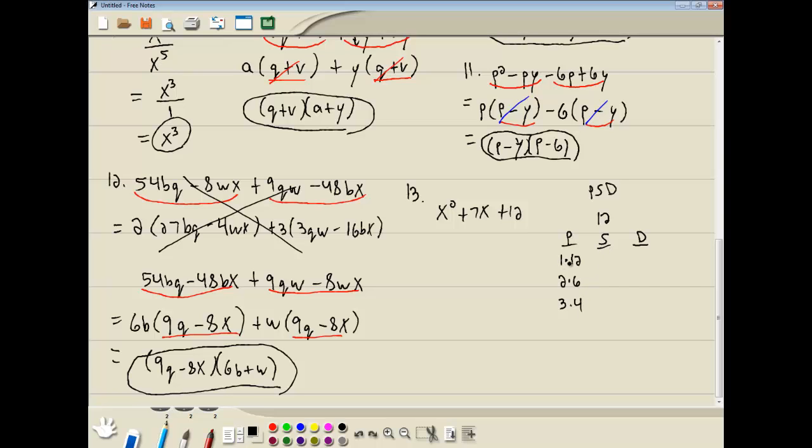The S column, we add those. 1 plus 12 is 13, 2 plus 6 is 8, 3 plus 4 is 7. Difference column, we subtract smaller from larger. 12 minus 1 is 11, 6 minus 2 is 4, 4 minus 3 is 1. The number we're looking for is always the number in our middle term, which is 7, which is right here, which means we use 3 and 4. So I got 3 there, and I got 4 here.